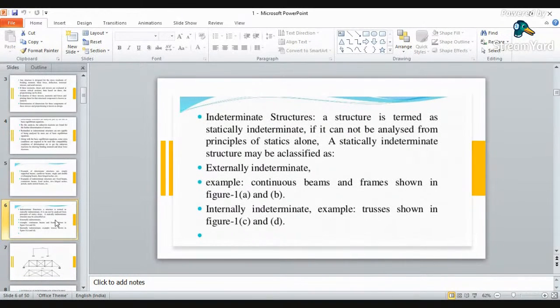So, indeterminacy of the structure can be defined as follows: if your equilibrium conditions are not the only conditions by which you can solve your given member or structural component, then that will be termed your indeterminate structure. A statically indeterminate structure is again classified as externally indeterminate and internally indeterminate. Externally indeterminate structures are beams and frames, and internally indeterminate structures are trusses and frames.